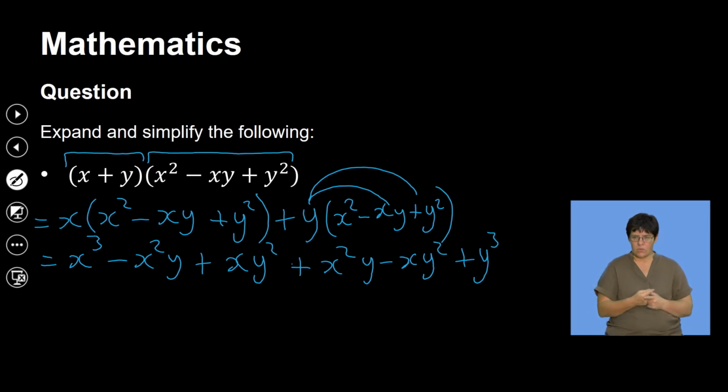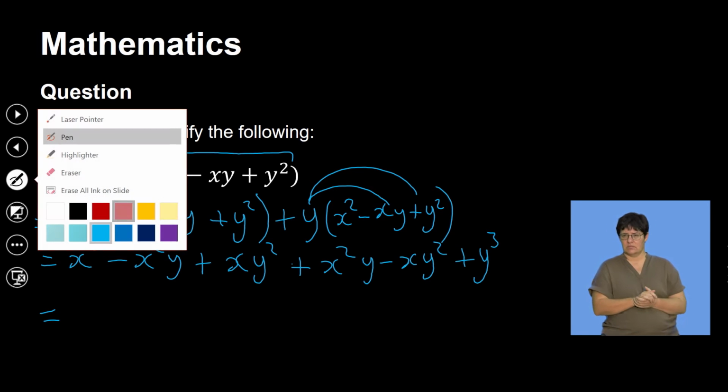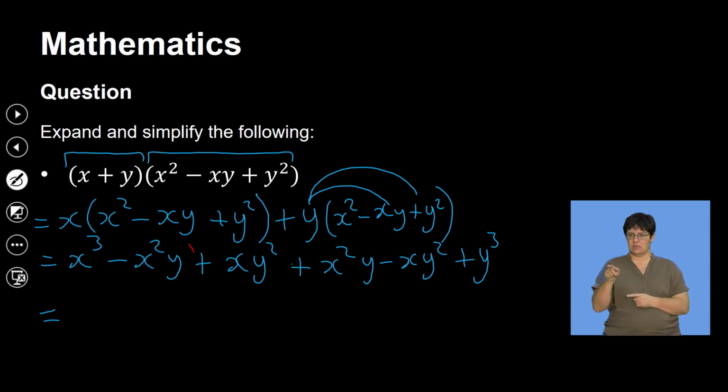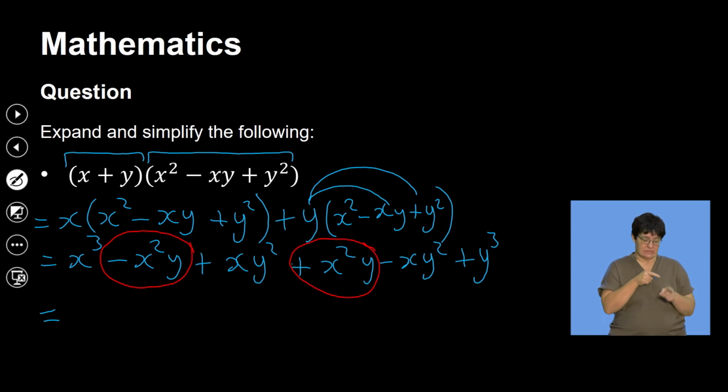Then if you simplify this further, you group them according to like terms, right? And you can see that this one here is a like term with the x squared y there. And then the xy squared will be a like term with that one, right?